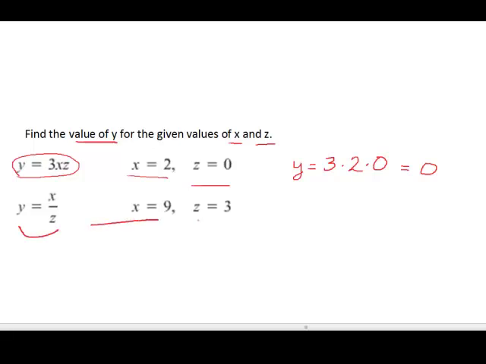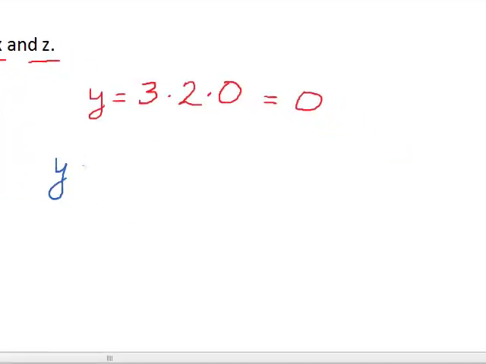Our second equation says y equals x over z when x is 9 and z is 3. So substituting, we get y equals 9 divided by 3, and that's equal to 3.